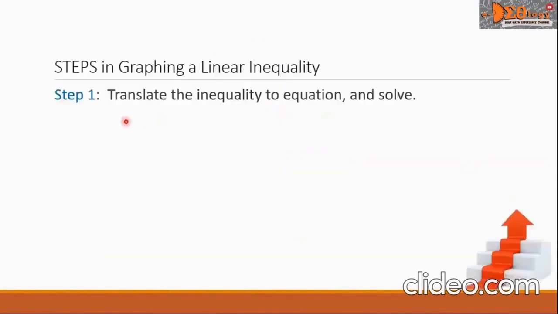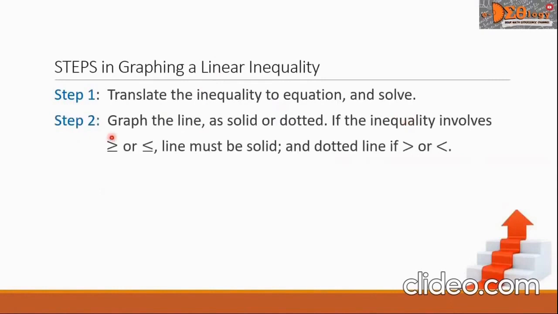Step 1. Translate the inequality to equation and solve. Step 2. Graph the line as solid or dotted. If the inequality involves the symbols greater than or equal, or less than or equal, the line must be solid, and dotted line if the symbols are greater than or less than.